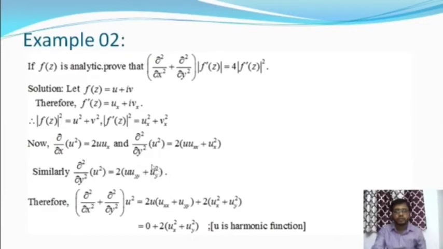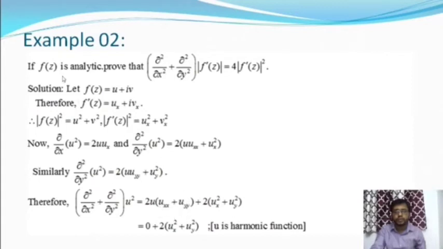Okay, so from these two equations we are actually looking for the harmonic function of u. If we take the second differentiation with respect to x and with respect to y of u square, it will be 2u uxx plus uyy. If we take 2u common from these two equations, we'll get 2u(uxx plus uyy) plus 2 into (ux square plus uy square). Okay, so this is actually the harmonic function.